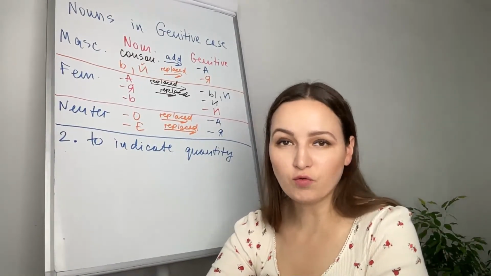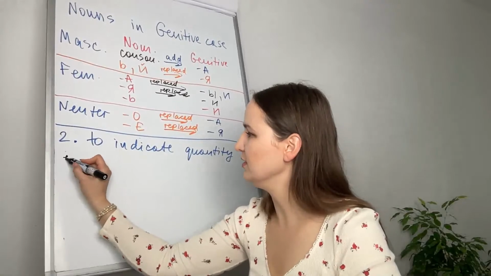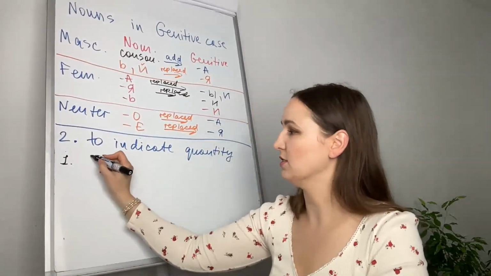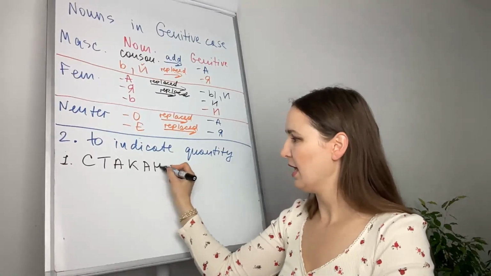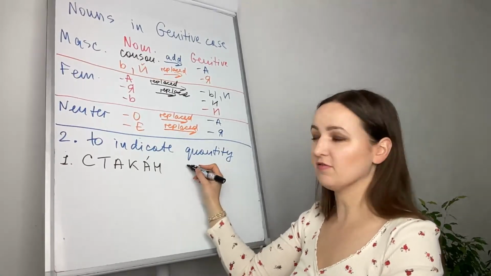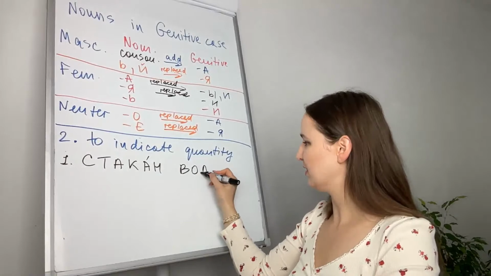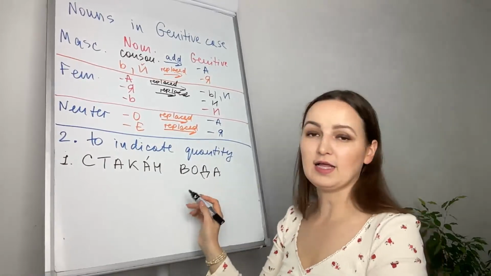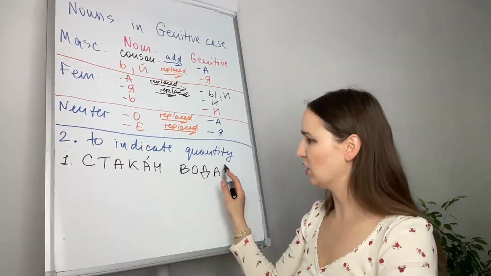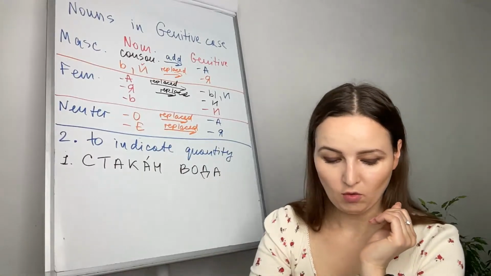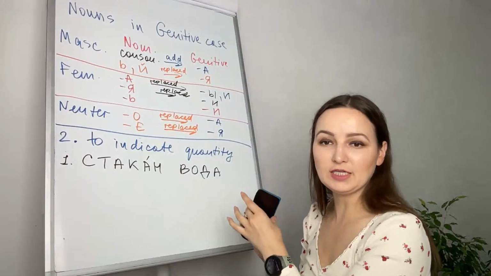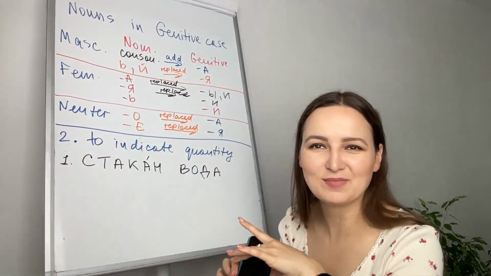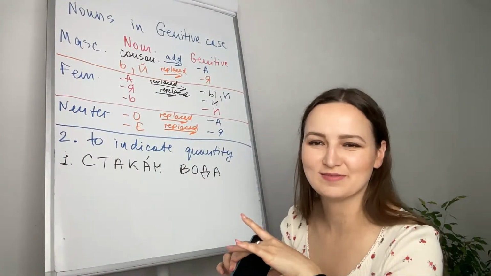a glass of water. Номер один. Glass of water. Glass is стакан. And water is вода. So here we want to indicate quantity of water, right? So вода will be in genitive case. Спасибо, Морган, большое. Thank you.